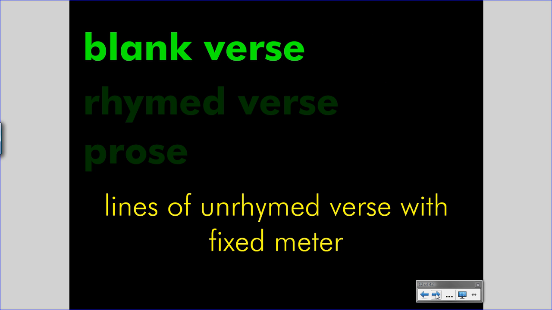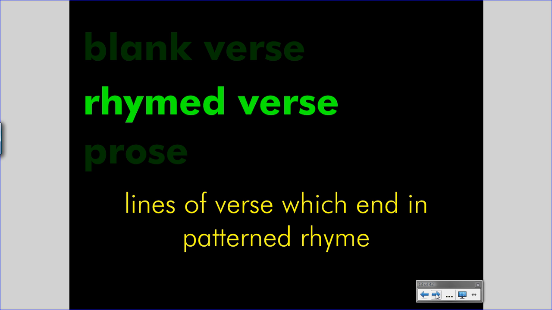The next type of writing is rhymed verse. And rhymed verse is exactly what you might think. Once again, this is poetry which ends in a patterned rhyme. Now, Shakespeare doesn't use this as often as you might think. He is a poet, but he does not use the rhyme as a rhythm device. And there's a very clear reason for that.